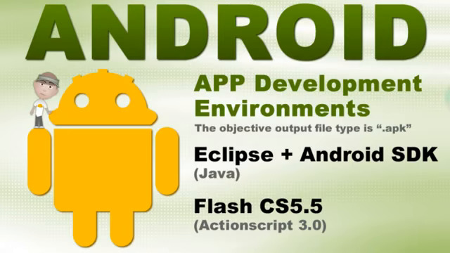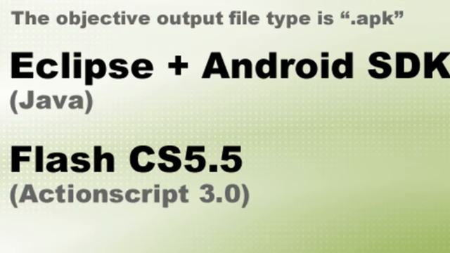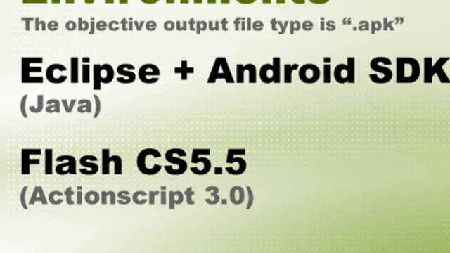Now let's move along to discussing current Android app development environments. No matter what development environment you decide to use, the objective output file type is an APK file, .apk. So when our little application is finished being created by us, we have to render it out as a .apk file using certain development tools that allow us to do this.